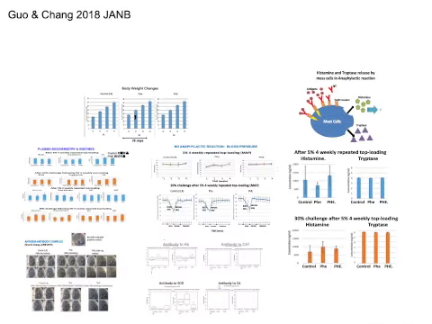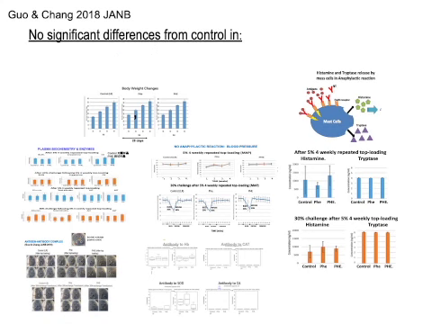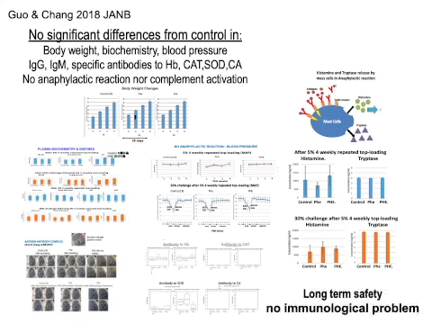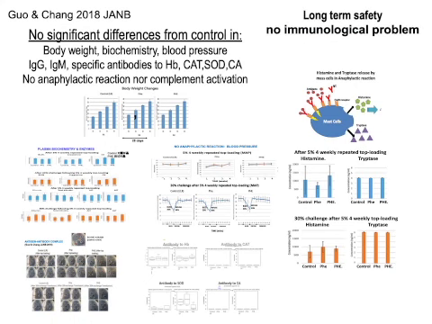The result is rather complicated, but it's shown here. You can refer to the publication. In summary, there's no significant difference from control in body weight, biochemistry, blood pressure, in antibody immunology, and there is no anaphylactic reaction using tryptase analysis. As a result, the long-term safety is demonstrated and there's no immunological problem.